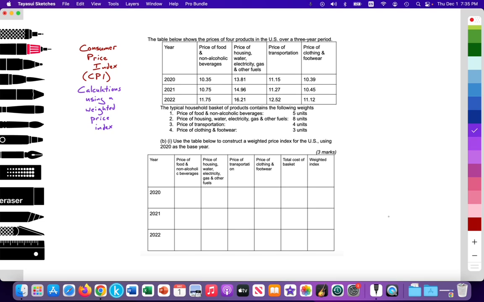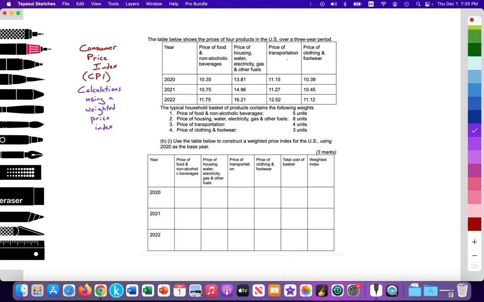Let's do some calculations. So here we have consumer price index, this topic, and under that topic, you'll be asked by the IB to calculate the rate at which prices are increasing using a weighted price index.